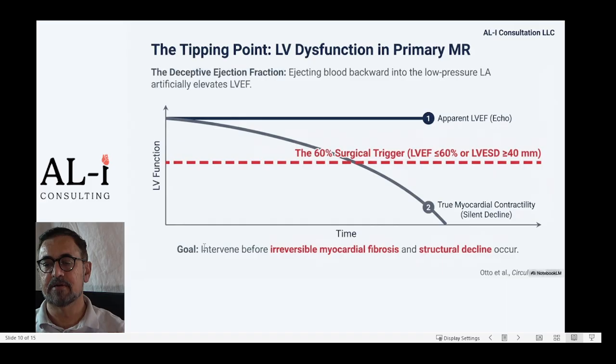Intervening in primary MR is to relieve symptoms and prevent irreversible ventricular injury. Triggers for surgery include ejection fraction dropping to 60% or end systolic dimension reaching 40 millimeters. In addition, the 2025 European guidelines strongly support early repair in asymptomatic low-risk patients if markers like atrial fibrillation or pulmonary hypertension are present and a durable repair is highly likely.